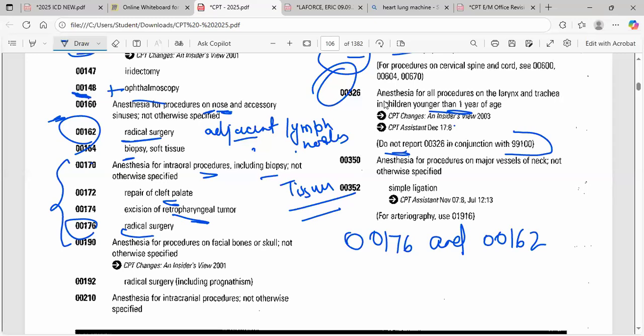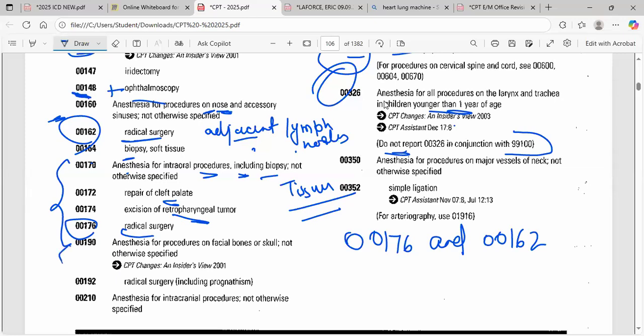Ma'am, 00160 is anesthesia for procedures on the nose, and the other one, 00176, is anesthesia for intraoral procedures. Those two are for different positions of the nose, I guess. Yes, you are correct. These two are for different locations. So that's the reason we need to go through the description of the parent code to identify the correct location of the procedure.